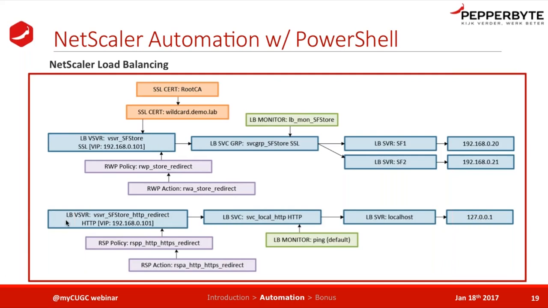There's a second blue line, so to speak, that shows you a second virtual server configuration. This one is in place to make sure that users that are making an HTTP call are being redirected to the HTTPS call to make sure that they can reach the virtual server. And I'm doing that by configuring some responder policies and actions to it. So even though this kind of looks like a whole lot of components to configure, it is still a very basic NetScaler load balancing configuration.